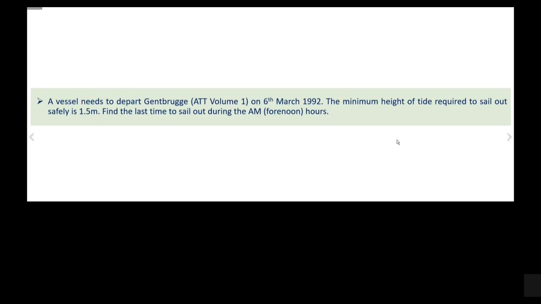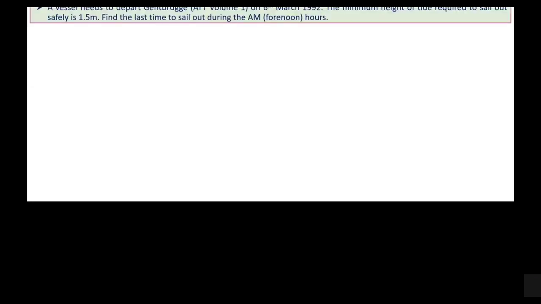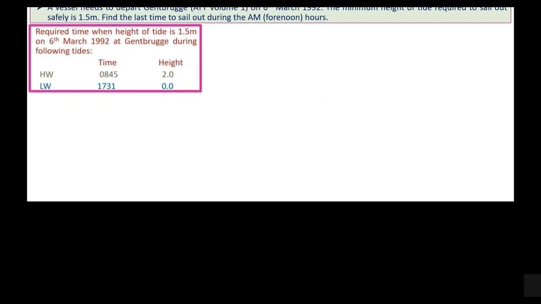Plug all the gaps possible. A vessel needs to depart Jenbrug ATT Volume 1 on 6th March 1992. Minimum height of tide required to sail out safely is 1.5 meters. Find the last time to sail out during the AM or the forenoon hours when you have the height of tide as 1.5 meters. We shall use the same information.